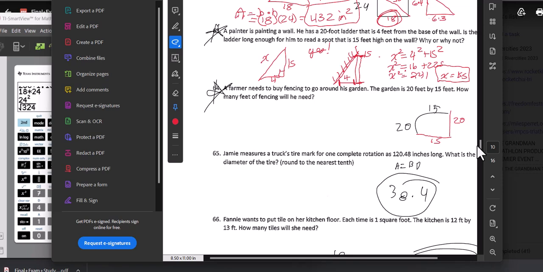The garden is 20 feet by 15 feet. How many feet of fencing will he need? I don't think so. So that'd be the perimeter is 20 plus 15 plus 20 plus 15 equals 40 plus 30 equals 70 feet.